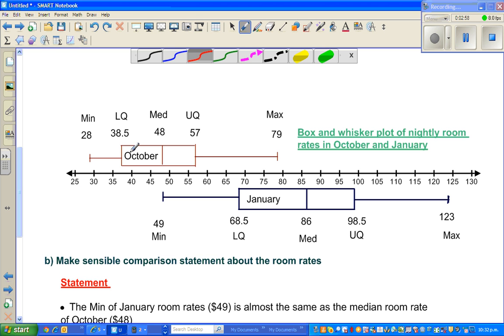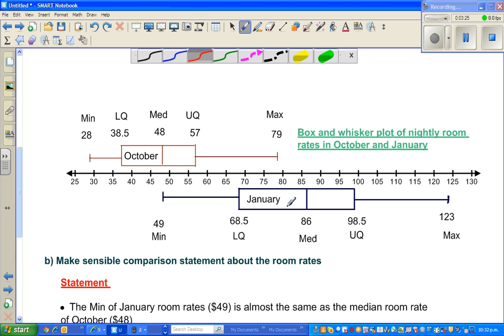Basically, this part is called the whisker, and this is called the box, and that's why it's called the box and whisker plot. Now this box represents the middle 50% of the data. That means between the lower quartile and upper quartile, you have 50% of the data set.